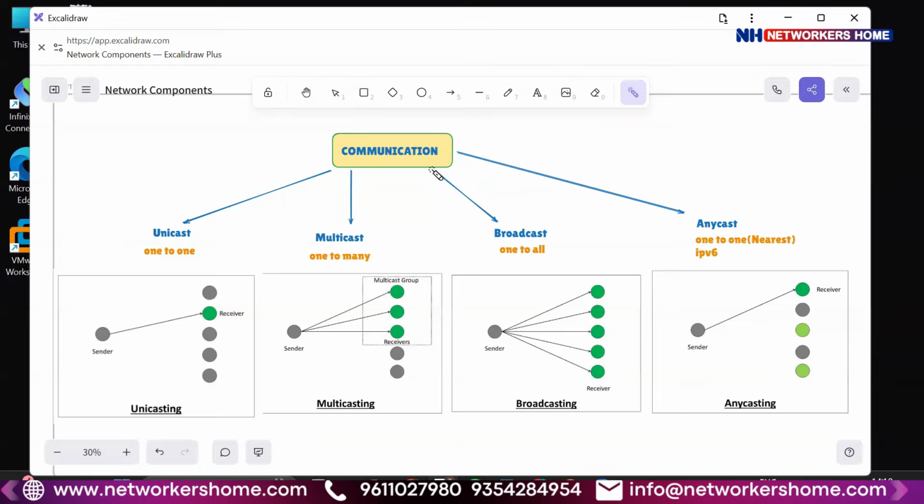So unicast is one-to-one communication. Multicast is one to a specific group or one to many, you can say. Broadcast is one to all. And then comes this anycast communication. Here is where people will make the confusion. What is this anycast? Here is where the problem comes. They will confuse whether I should say one to one, one to many, or one to all. They are not aware of it.